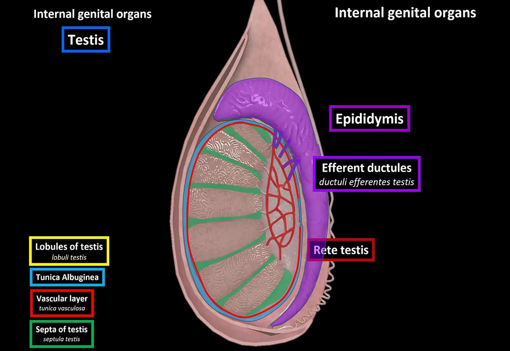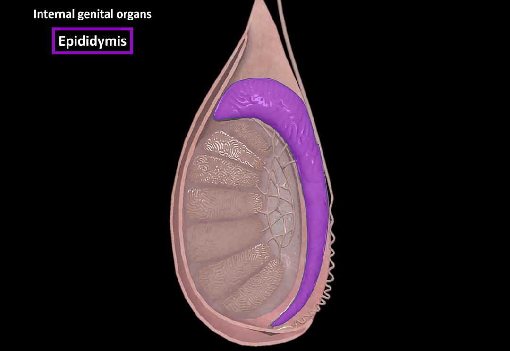Now, I want you to understand something about the epididymis. It's not really an organ of its own. It doesn't really have any functional cells. The epididymis is actually just tubes that are coiled together so tightly that they form a structure called the epididymis. Now, even though it doesn't really have any functional cells on its own, the epididymis does something really important for the testes, and that is that it serves as a reservoir for the spermatozoa.